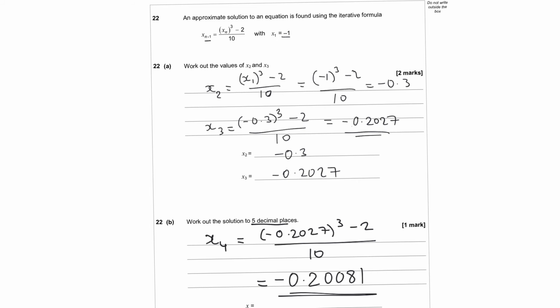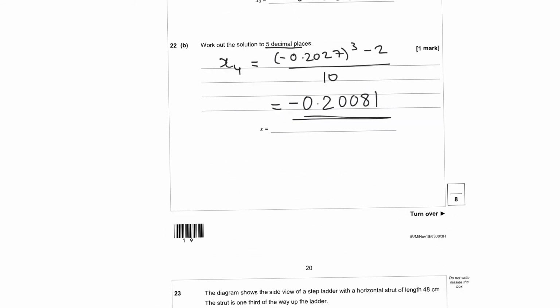So then x4 would be minus 0.2027 cubed minus 2 over 10. And by putting that into our calculators, that should leave us with an answer of minus 0.2081. And when we have a look at this, it is to 5 decimal places, which is what they want. So in scenarios like this where it wants it to a certain number of decimal places, just approximate it again.